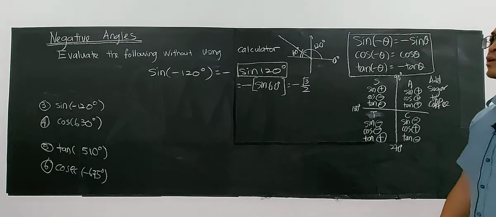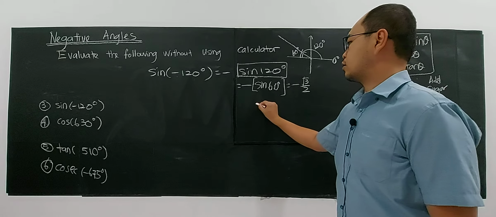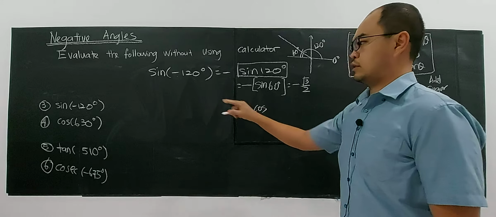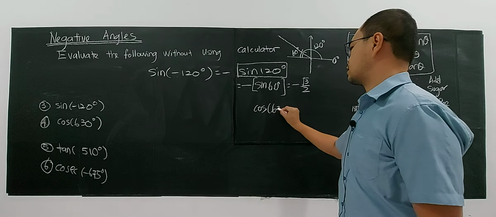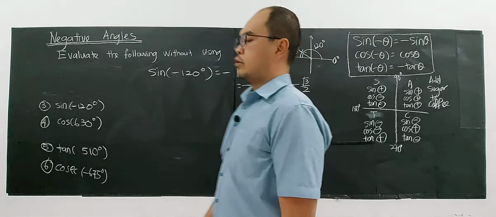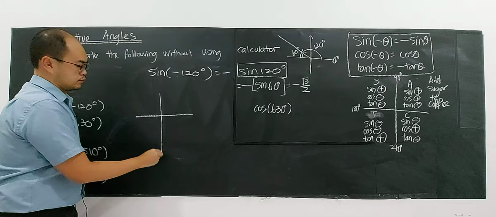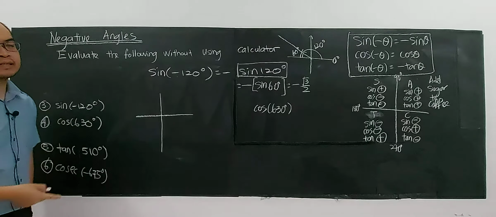Alright, you can evaluate sine negative 120 without a calculator. Alright, let's look at cos 630. Cos 630 degrees. You have to draw out the quadrant so that you know which quadrant it will be. It's positive, so you don't need to apply the negative angle.